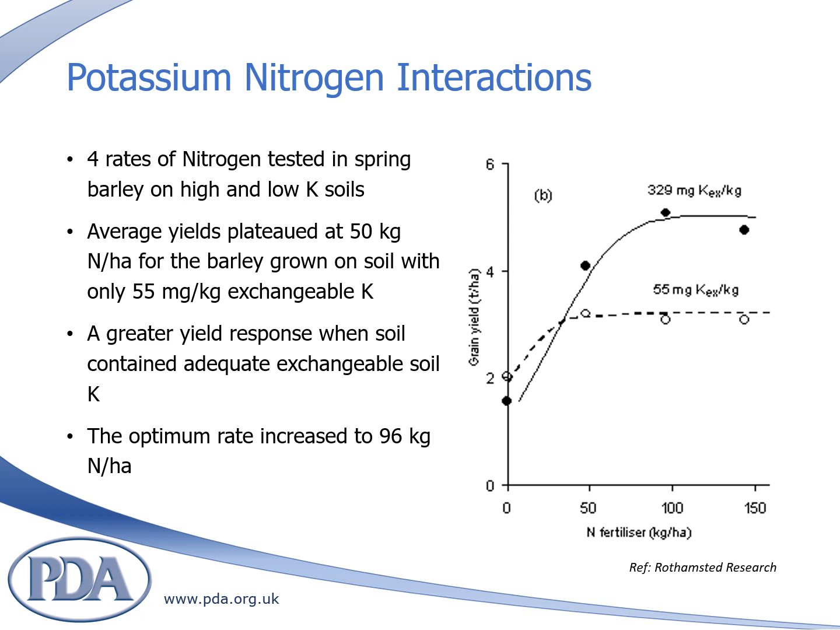Average yields plateaued at 50 kilograms of nitrogen per hectare for the barley grown on soil with only 55 milligrams per kilogram of exchangeable K. A greater yield response was measured when the soils contained adequate amounts of exchangeable K, with the optimum nitrogen rate increasing to 96 kilograms a hectare.